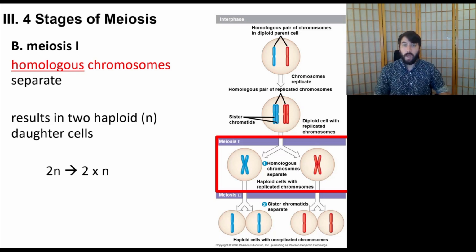Now, why are they haploid? We'll get into that. But think about the definition of ploidy and how many versions of each chromosome those daughter cells have.